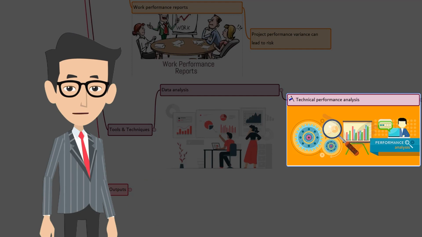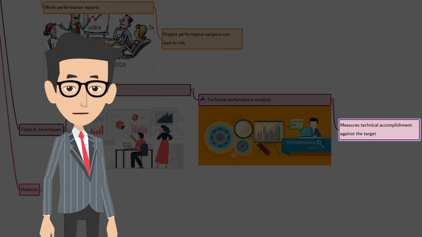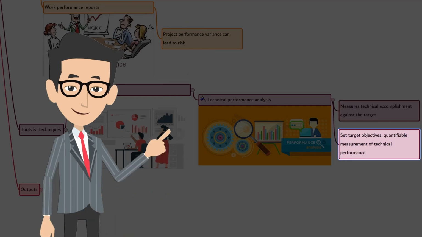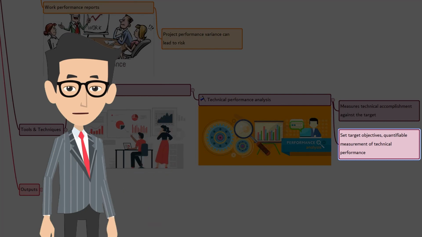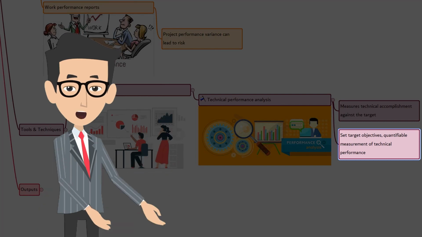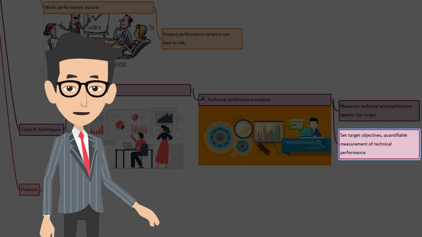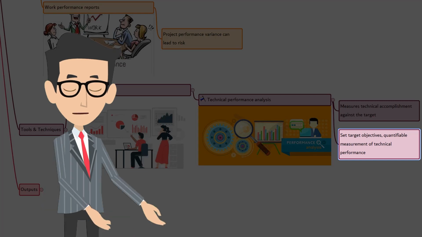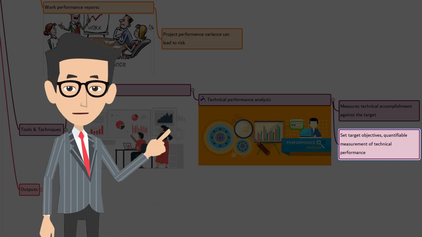Any variance in it can trigger a risk. The risk could be a threat or an opportunity. If the team achieves a much better fuel efficiency, then it's an opportunity. In case the team could not achieve the expected fuel efficiency, then it becomes a threat. So, technical performance analysis compares the technical accomplishment with the target value. Initially, you need to set the objective, quantifiable measurement of technical performance, which can be compared with the actual result against the target result. Those technical performance measurements can be weight, storage, capacity, delivery effect, etc.